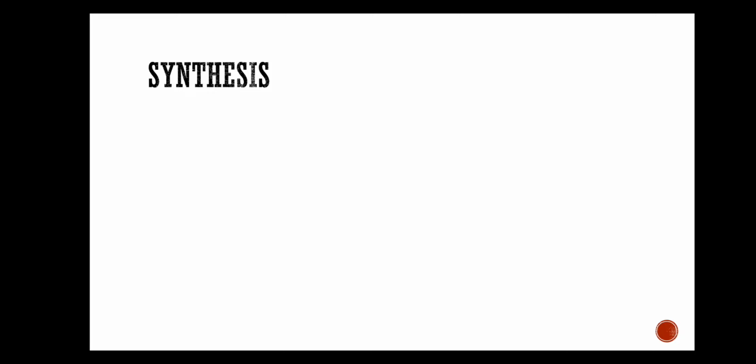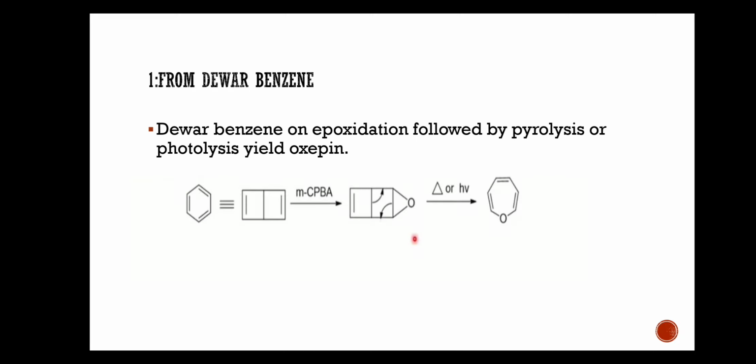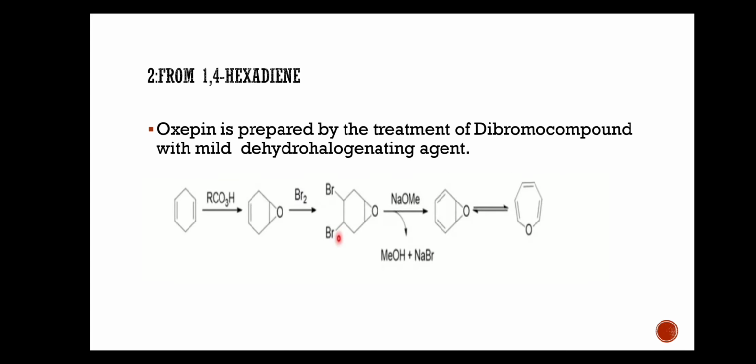Then coming to the synthetic methods, the first one is from Dewar benzene. Dewar benzene on epoxidation followed by pyrolysis or photolysis yields oxepine. So here metachloroperbenzoic acid is used, which undergoes epoxidation, and then shifting of a sigma bond to a pi bond occurs, and then oxepine formation occurs. Then the second one is from 1,4-hexadiene.